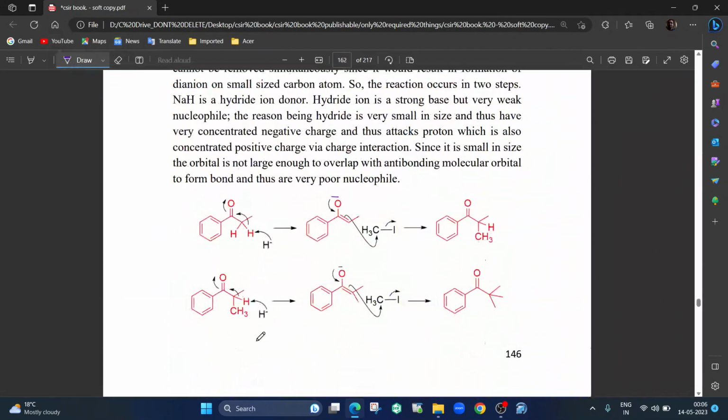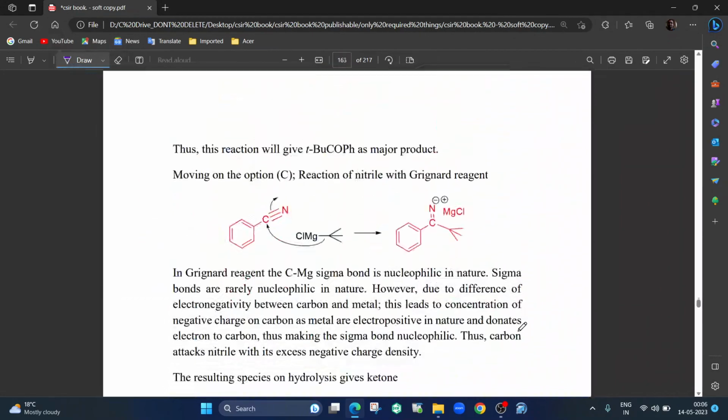So again, sodium hydride is a very powerful base, because it is Na plus and H minus. Now H minus is very small in size, so there is a lot of concentrated negative charge. It's a very poor nucleophile, but a very strong base. It goes and attacks this proton. So similarly it goes and attacks again, and you get the requisite product. So B gives the expected product.